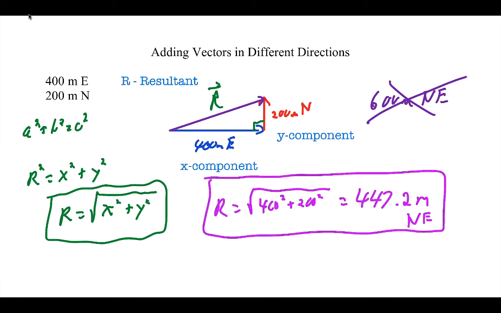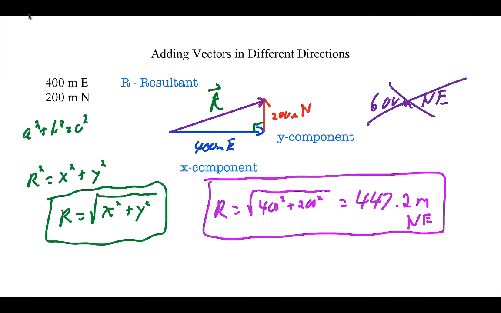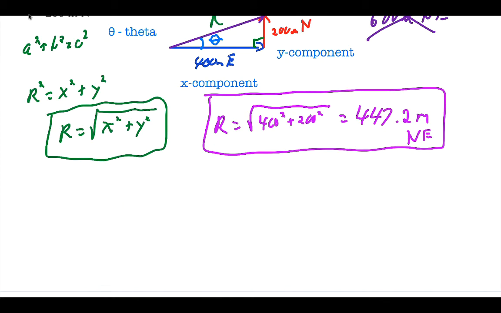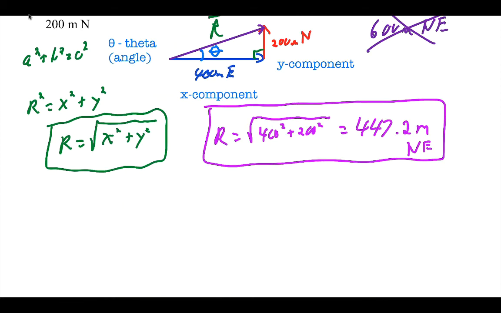The problem is northeast is actually a huge quadrant. So if you told someone simply to go 450 meters northeast, they could end up anywhere in that northeast area. So there's another important part of the triangle we need to account for, and that is the angle at which we're going. That's the Greek letter theta, which means the angle at which you're going, and that's an important part.